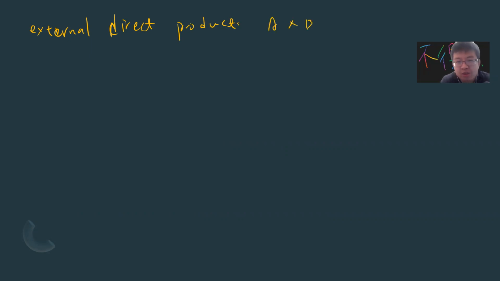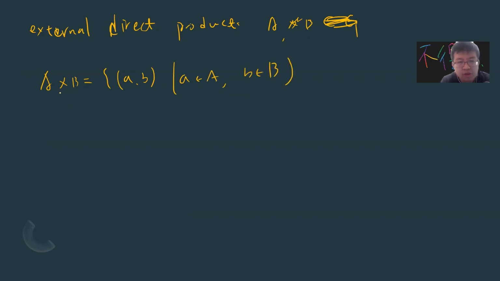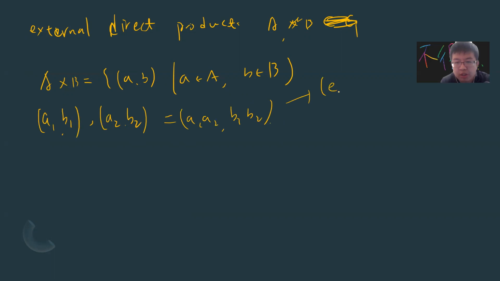Okay, so let's say given A, B, both are groups, and I can define a Cartesian product A times B, where each element is (a, b), where a belongs to A and b belongs to B. And obviously you can define a group operation such that (a1, b1)(a2, b2) is (a1 a2, b1 b2). And the identity is basically the pair of identities. I use e to be the identity of A, and f to be the identity of B. So your exercise is to check that this is a group.